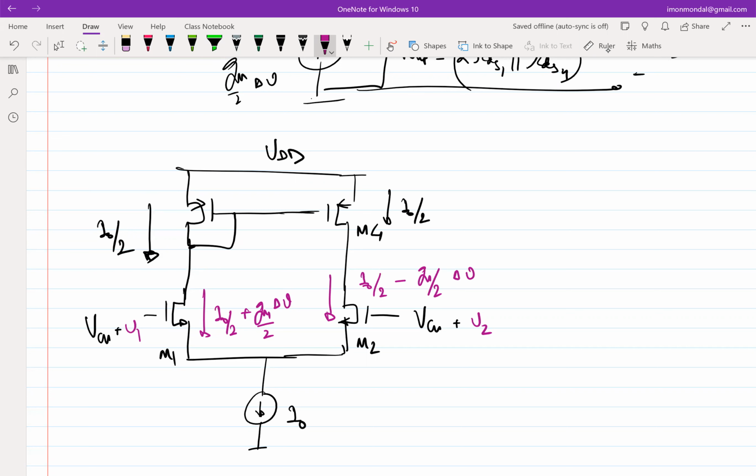What is the current flowing through M3 now? Quiescent is I naught by 2. It will increase, right? The current through M3 and M1 are same. So if M1 has I naught by 2 plus GM1 times delta V by 2, the M3 should also have the same thing, correct? So this will also be I naught by 2 plus GM1 by 2 delta V.